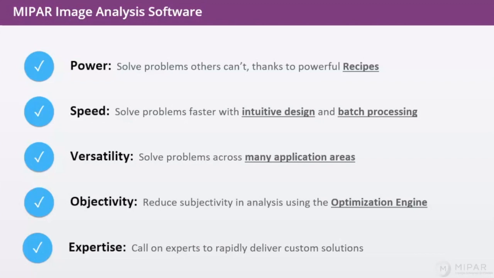MIPAR is a very fast tool for analyzing images. And that comes because we offer batch processing. Once we put together the recipe, we can run it in batch automatically. You can even connect MIPAR to your microscope for an even more seamless workflow. And that increases the analysis speed. It's a very versatile tool. So again, because we can create recipes for every application, that opens the possibility to look at many images coming from different microscopes, coming from different modalities.